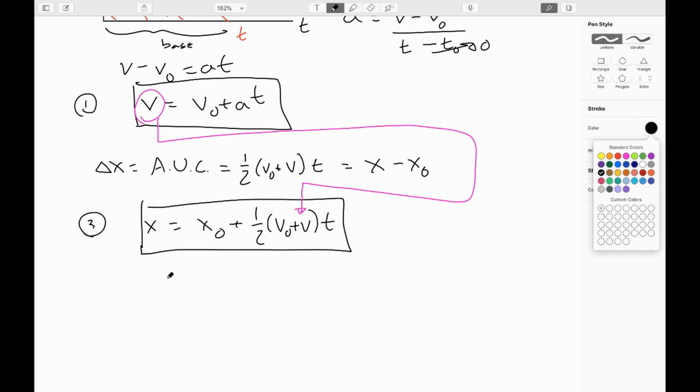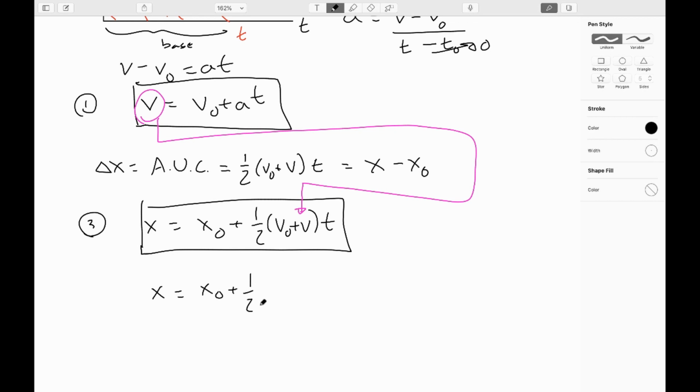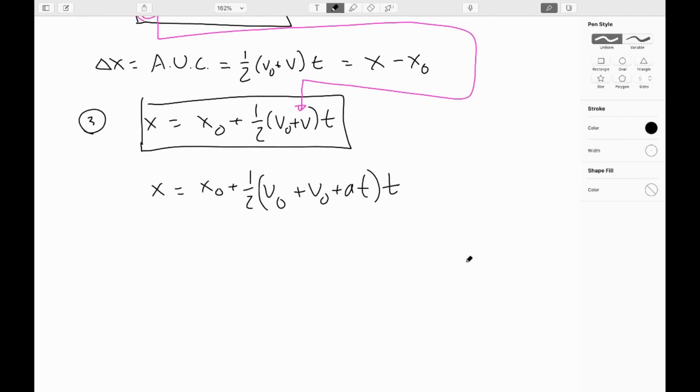This will give us the second of our kinematics equations. So we'll be writing x is equal to x0 plus 1/2 v0. And now we're going to put in what v is, and we'll have another v0 sitting here. So plus v0 plus at times t. There's a bit to unpack there, so let's do it carefully. This is going to be x0 plus 1/2 times, well, that'll be 2v0 when I add those two together, plus at.